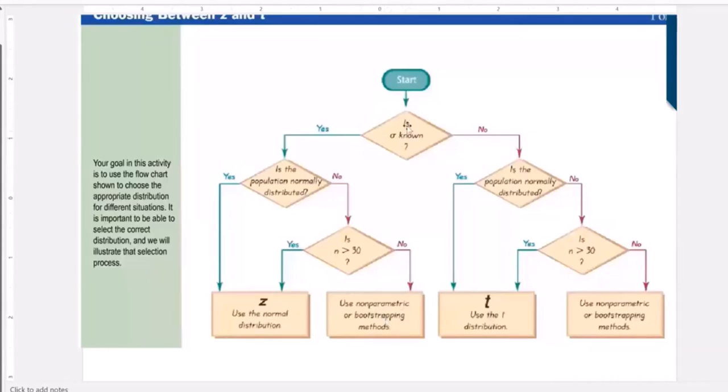Also, we could go the other way. We don't know the standard deviation of the population. We may only know the standard deviation of the sample. We go here. Is the population normally distributed? Yes. We use our t-distribution. If we say no, then we go this way. Is n greater than 30? If it is, we go back and use our t-distribution. If it's not, we use another method.